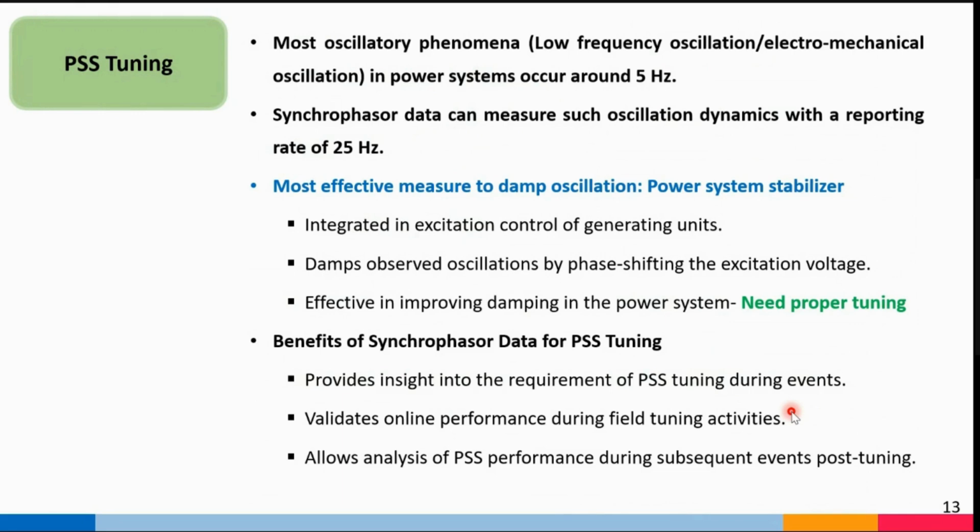The earlier classes would have already told you that the PMU is providing samples, with a reporting rate of 25 hertz, which means you are getting 25 samples per second. As per the Nyquist criteria, you can monitor around 12.5 hertz oscillation. But if you go to the better accuracy side, what we have observed is that rather than 12.5, just around 6 to 7 hertz you get very good detection of the oscillation.